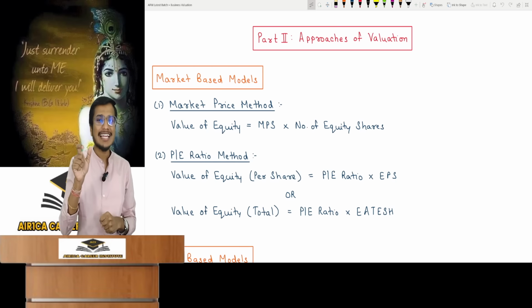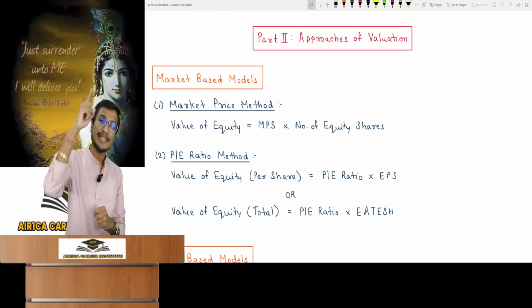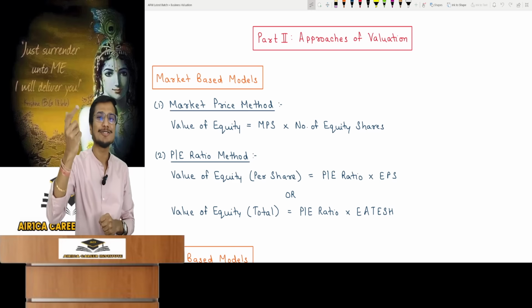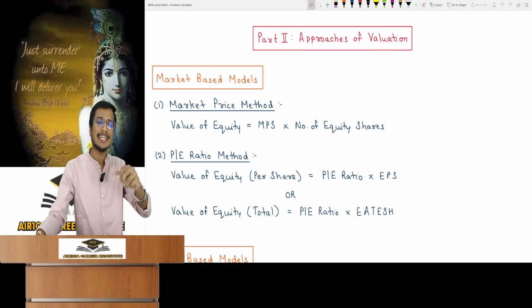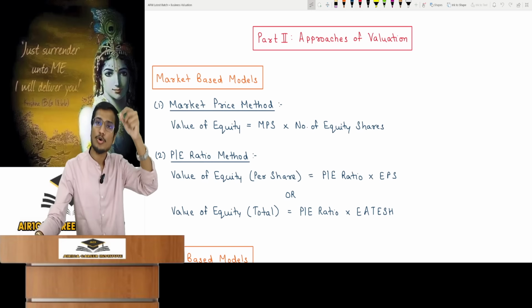To calculate the value of equity, you need the PE ratio, MPS by EPS. You learned this in the basics of AFM. So to find MPS from this formula, how will you do it? PE ratio into EPS. Using this method, you directly calculate the value of equity per share by multiplying the PE ratio by EPS. This method calculates total equity value.